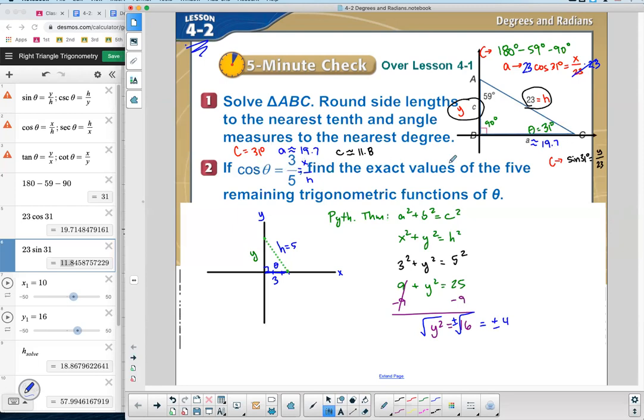But what we'll do with trigonometry, if there's no indication whether it's positive or negative, meaning no extra information, we'll just assume it's a positive value. That's just how they kind of operate with trigonometry. They just assume it's going to be the positive. And so we'll say that y is the positive of 4 rather than the negative of 4. And so now we can write our trig functions. So it says write the 5 remaining.